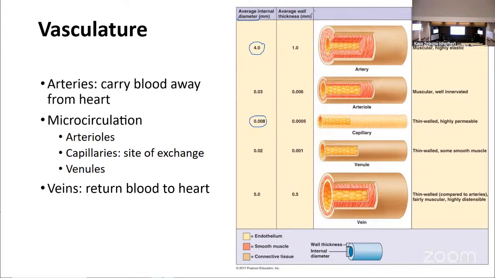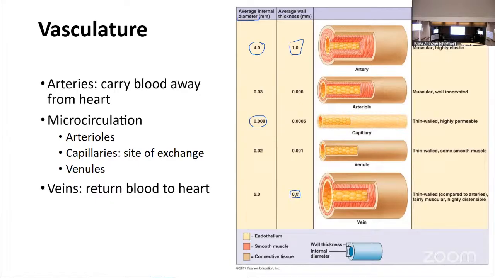We can also see that there's going to be some differences between the thickness of the walls in these blood vessels. So we can see that our arteries have big meaty walls. Our veins, I'll skip to the bottom, have thinner walls. So this is going to link up in a little bit with a concept called compliance.